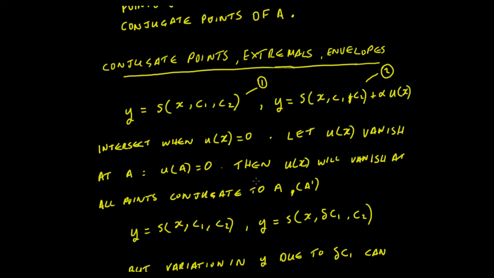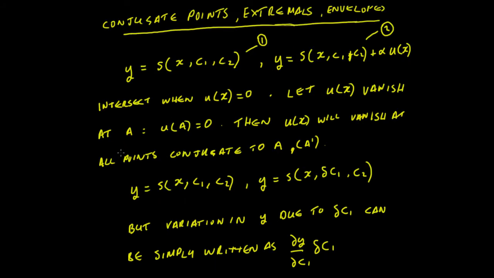Now, u of x vanishes at all of the points conjugate to A, so that's all the points A dash. What we can then do is write these two equations in a different form. We can say let the first extremal be written the same as equation 1, but we could rewrite the variation in a different format, by taking a small variation in one of the parameters, so we write it as a function of x, and C1 plus delta C1, comma C2.